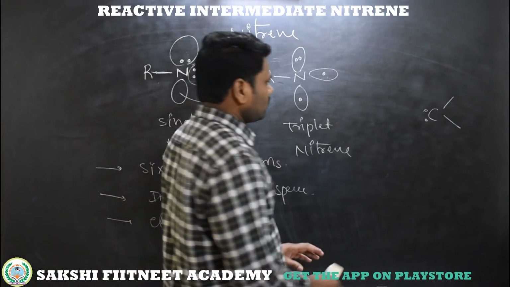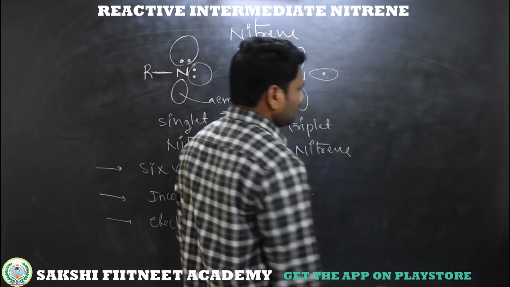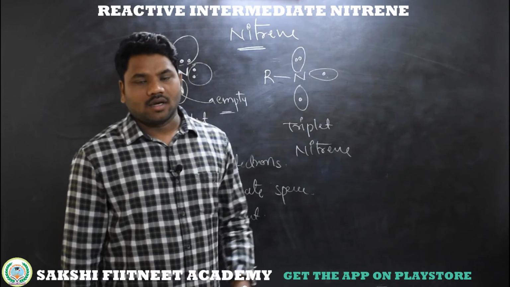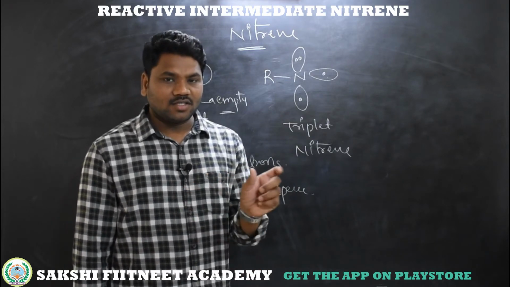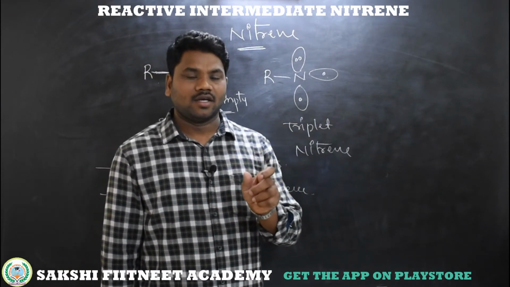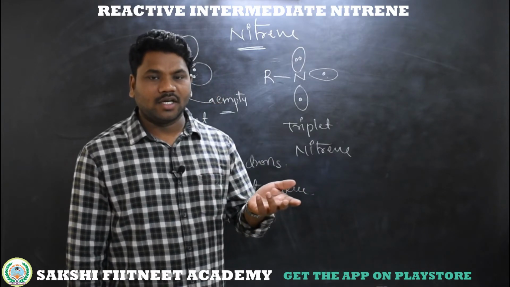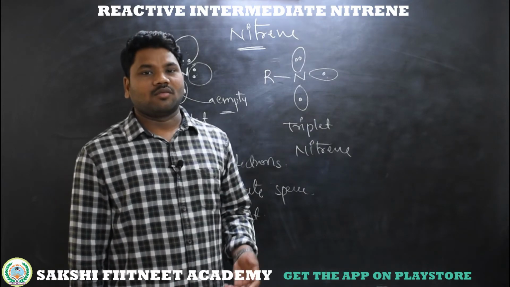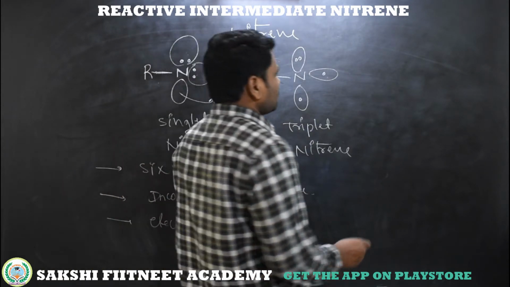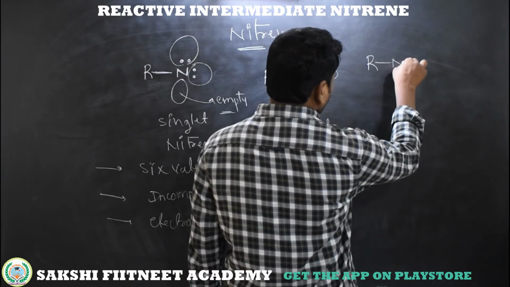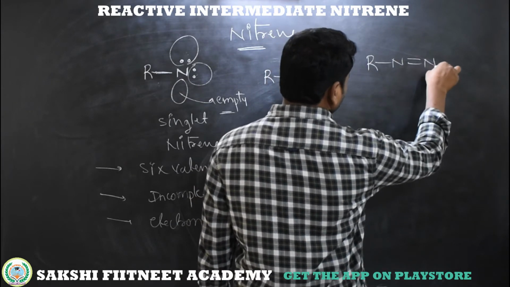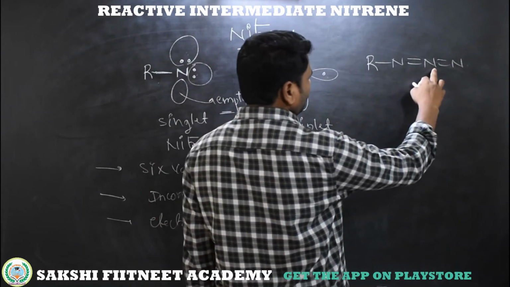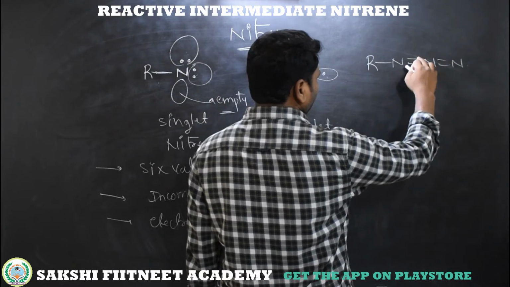In which reactions will we observe this nitrene intermediate? Mostly in the Hofmann rearrangement, which is one of the known reactions, and we also observe nitrene in the thermolysis of azides. So what is thermolysis of azides? What is meant by azide? Here is a monovalent nitrogen with two nitrogens continuously bonded.